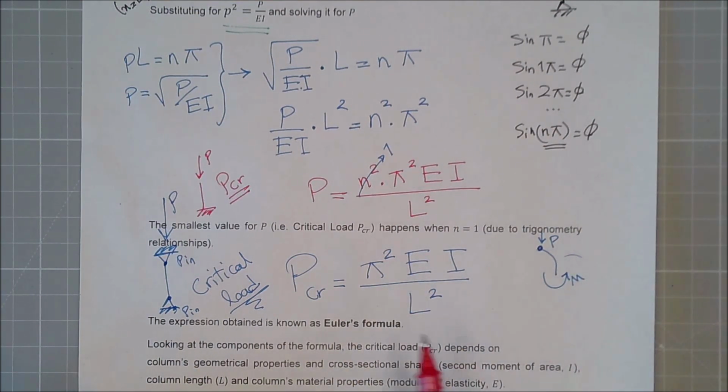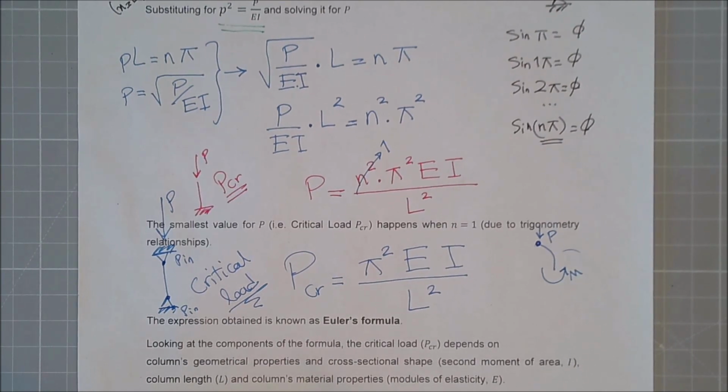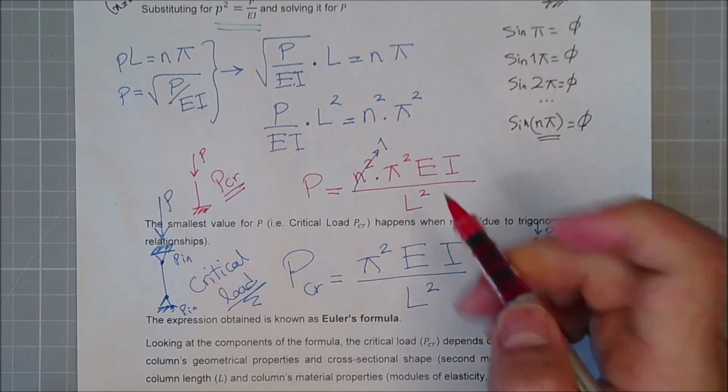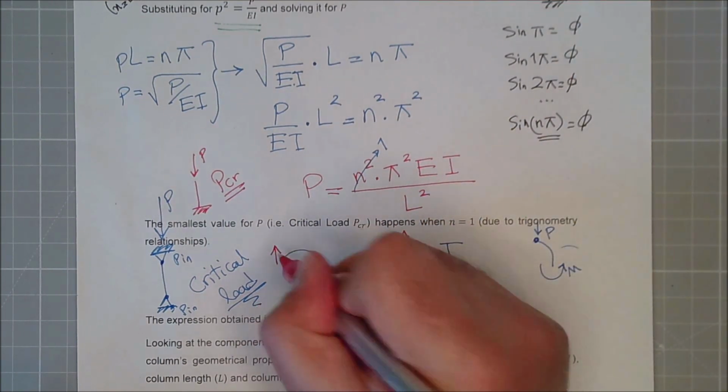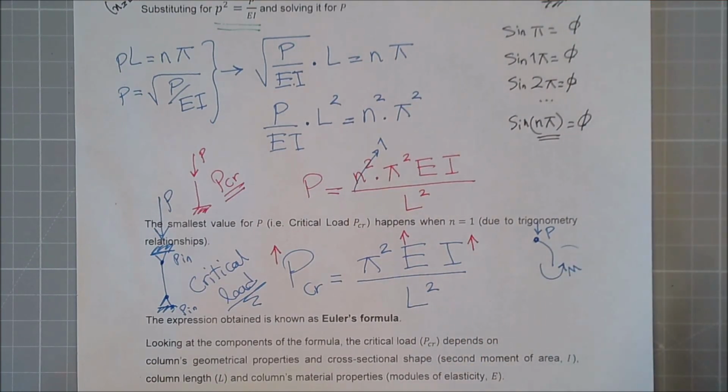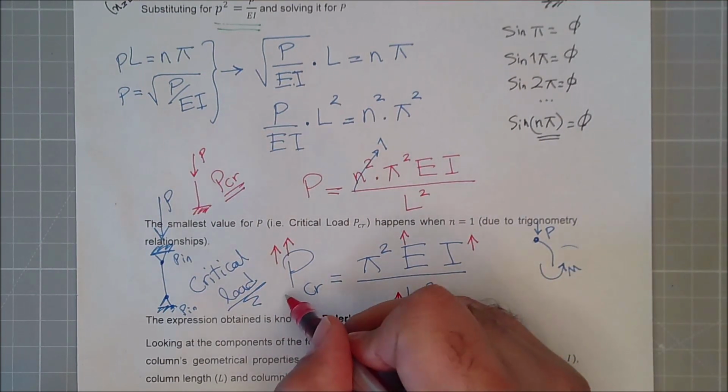And on the other side, let's look at this formula. The critical load depends on the column's geometric properties. So I and L: the second moment of area as well as the length of the beam, the cross-sectional shape, the column length, and the column's material. E is the material of my column. So the stronger my column is, the higher my critical load limit goes. The bigger the second moment of area I have, the stronger my cross-section, and my critical load goes higher. The more slender and the longer my column is, the lower my critical load will go.